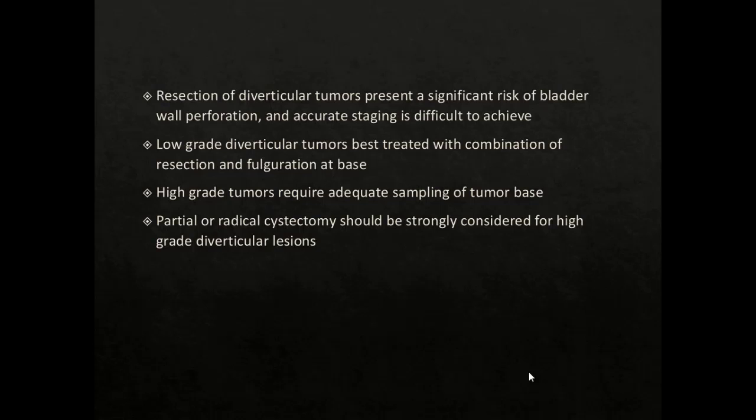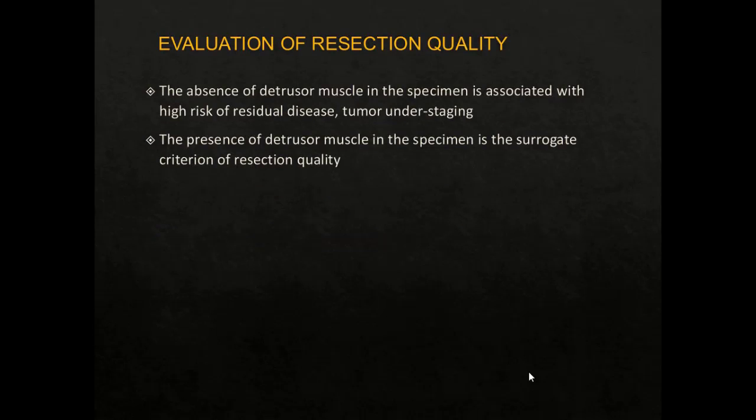So moving forward, high-grade tumors require adequate sampling at the tumor base. Partial or radical cystectomy should be strongly considered for high-grade diverticular lesions. So, evaluation of the resection quality. The absence of detrusor muscle in the specimen is associated with a high risk of residual disease and tumor understaging. The presence of detrusor muscle in the specimen is the surrogate criterion of resection quality.